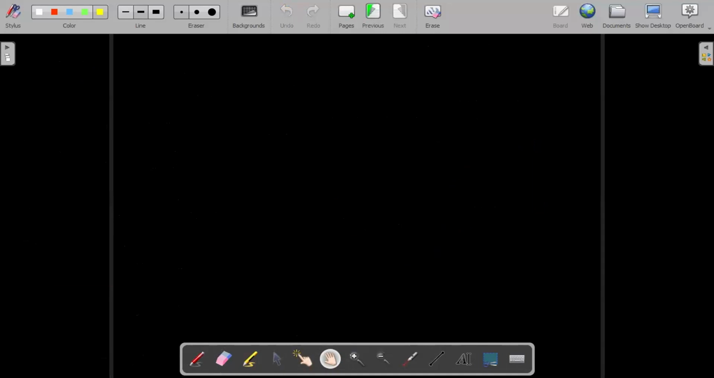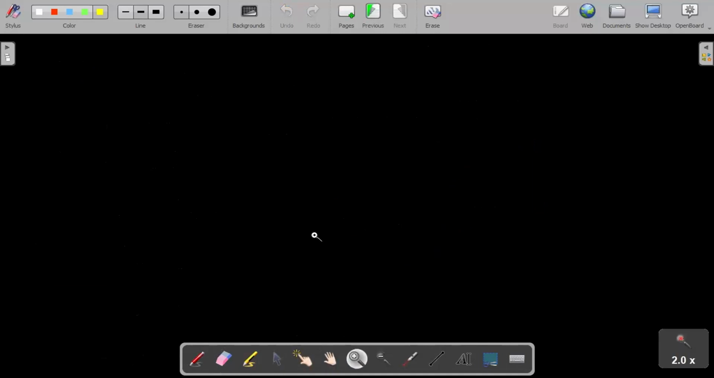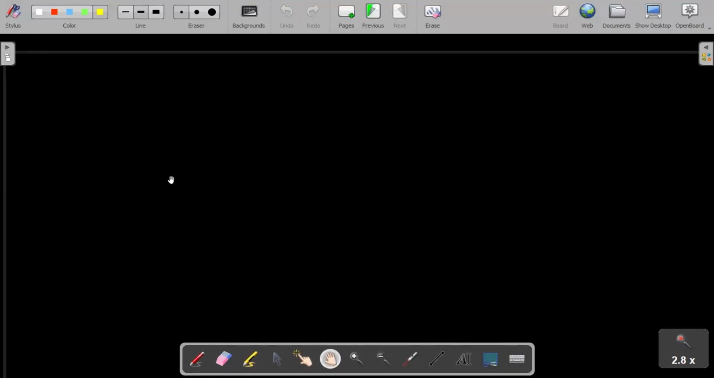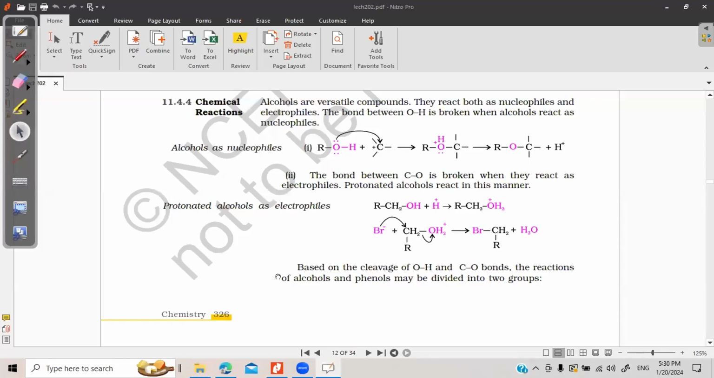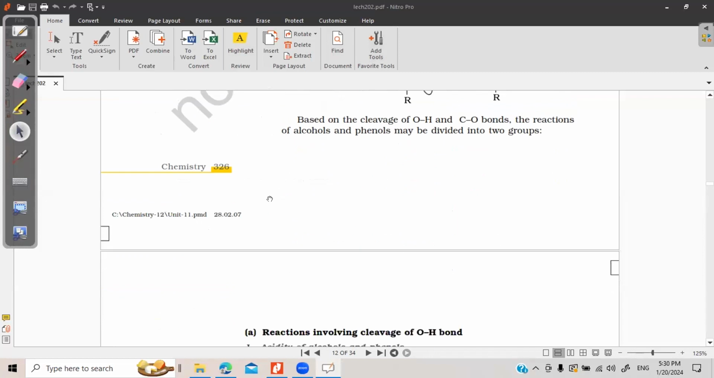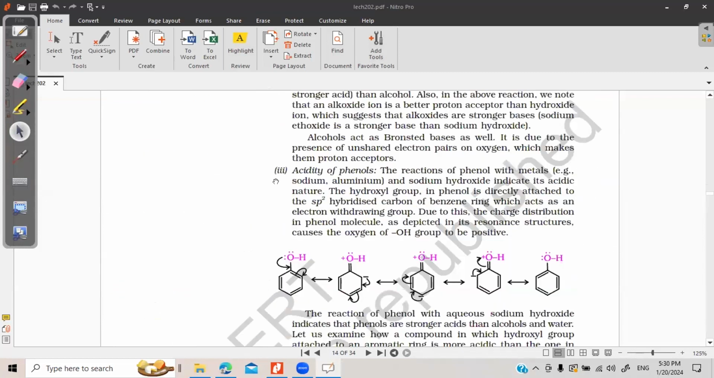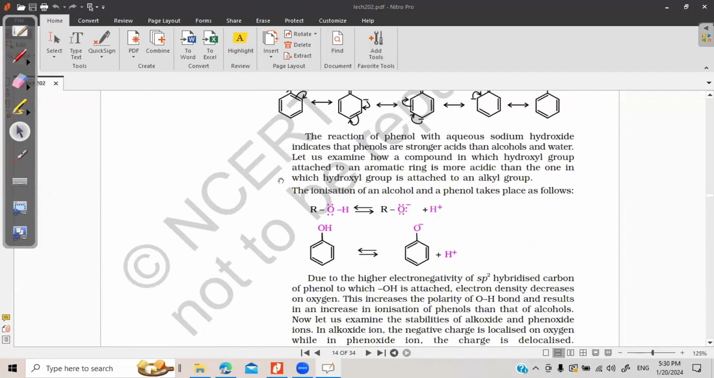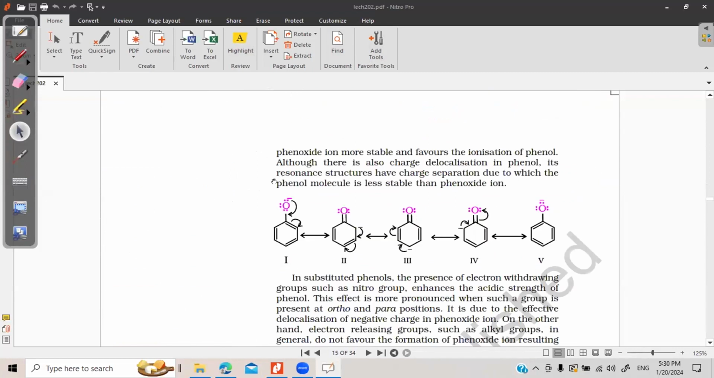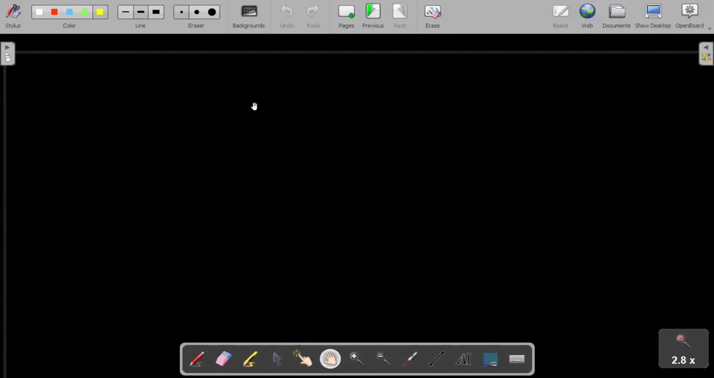Now let us talk about some important products of alcohols given in the book. Usually, very few questions are asked from that. Today we did this part, the acidic nature of phenol. Why is phenol acidic? Okay, let us understand why phenol is acidic.